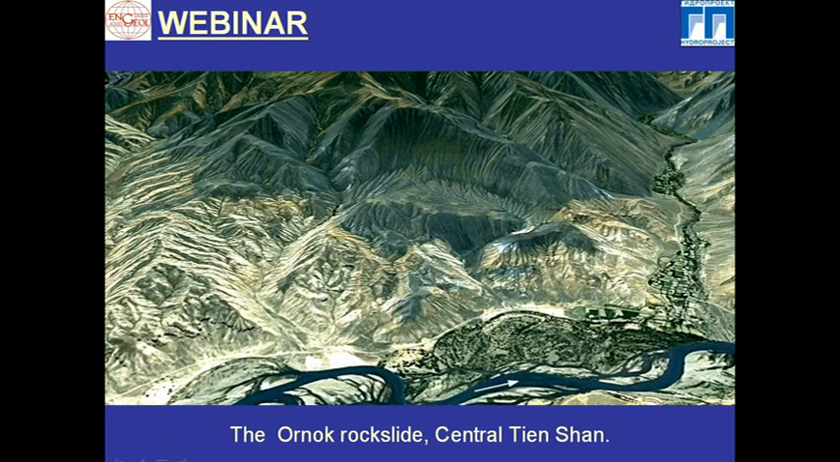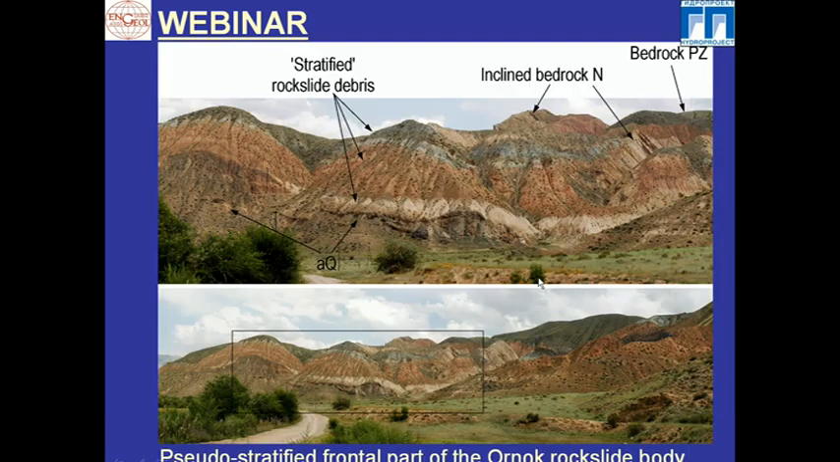One more good example featuring the same situation. The Ornok rock slide, also in the central Tian Shan. We see quite well this concave headscarp about 1.5 kilometers wide. And we see the body. But the body is not only this part. The body is here. And now let's look at how this section looks from somewhere here.